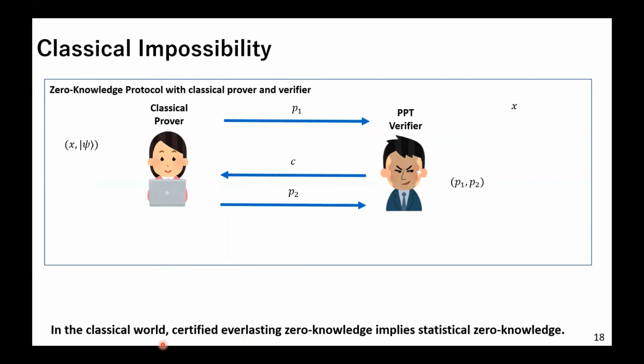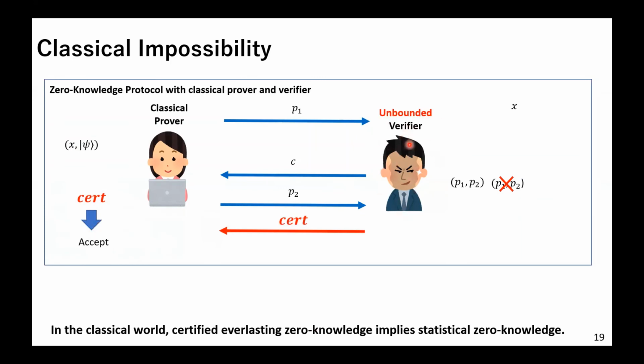Now I will explain the reason why certified everlasting zero knowledge implies statistical zero knowledge in the classical world. For that, we will consider a zero knowledge proof with a classical prover and a classical verifier. Then, messages between them are also classical. So the malicious verifier can copy the information received from the prover, since these are classical bit strings. So by measuring the copied information, he can issue a valid certificate. And from the definition of certified everlasting zero knowledge, when the certificate is valid, his computing power becomes unbounded.